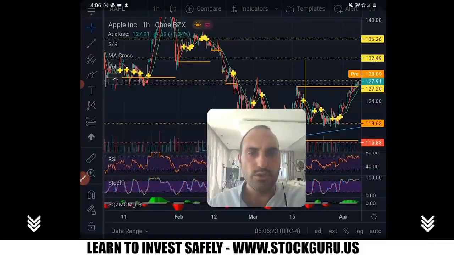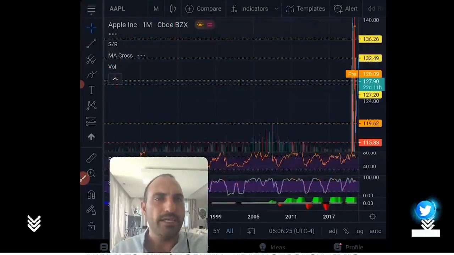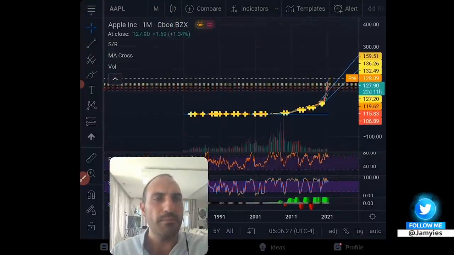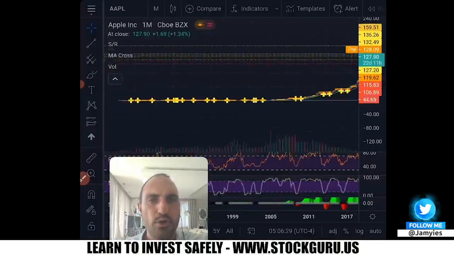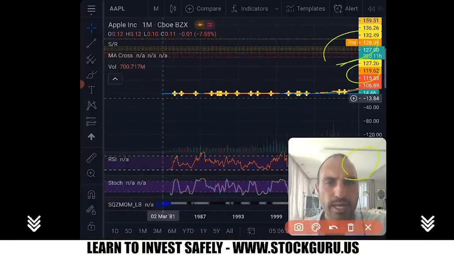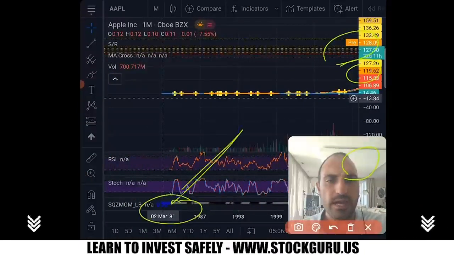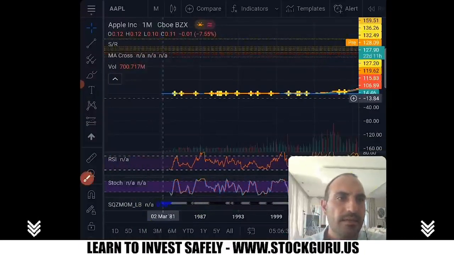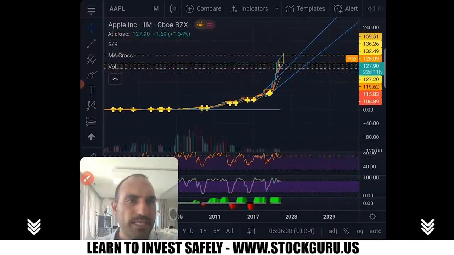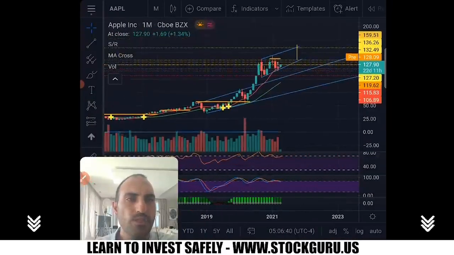First thing we do is we go to the all-time frame of Apple and we look at the entire history of this stock. And you're looking at the entire price of Apple over time. Apple IPO'd back in 1981 at 10 cents. Now Apple is sitting at $128. So it's quite a huge gain, actually.